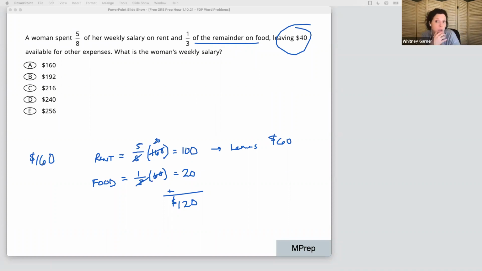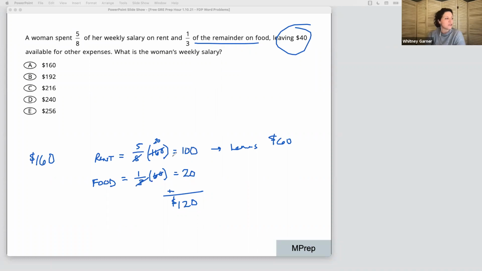Notice that this was similar to the one we saw before, right? 5/8, and then we saw the 1/3, and we saw a real number. I was like, oh, we should test the answer choices. But you know what? We didn't want to just take a third of the answer choices. Why not? Because if we had said, well, 160 is not divisible by 3, so let's eliminate that one. Why don't we divide the answer choices by 3? Nice, Rebecca. It wasn't that she spent a third of the total on food. It's that she spent a third of the remainder.